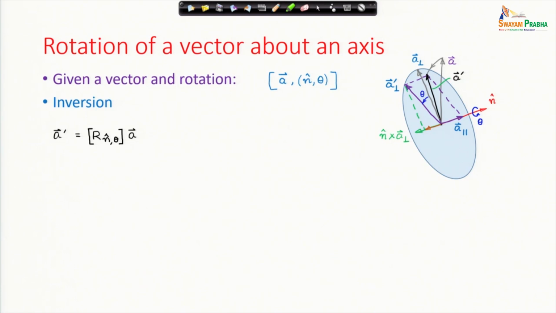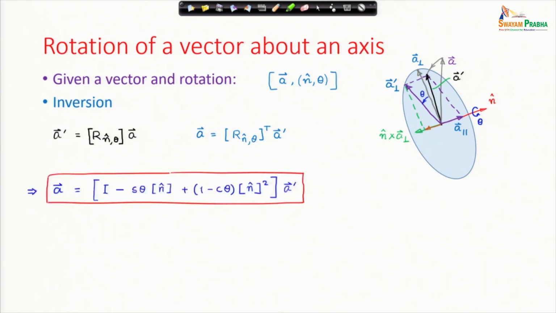So, given a vector and a rotation represented by n cap and theta, we have found out the rotation matrix, and inversion of rotation matrix follows the same rules. Transpose is inverse. You can check that the orthonormality condition is satisfied by the rotation matrix so obtained. You can check by looking at simple examples.